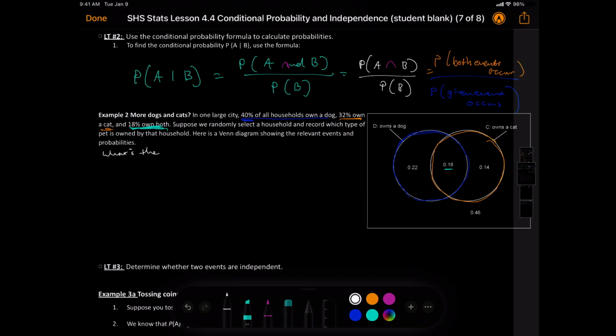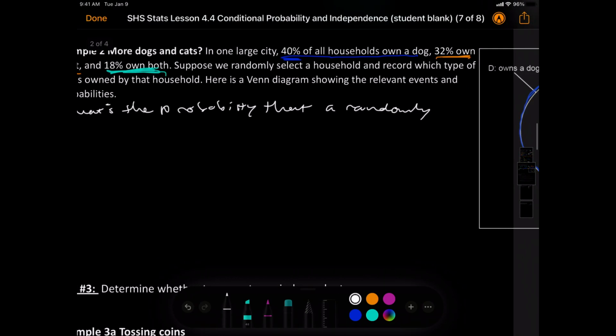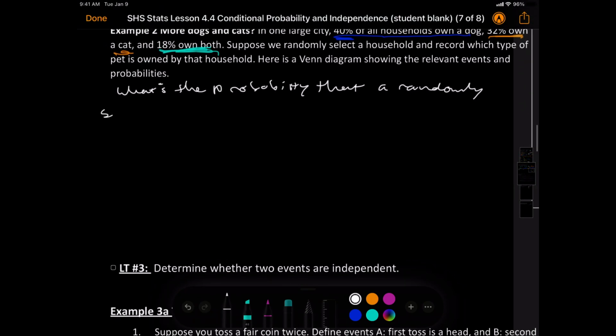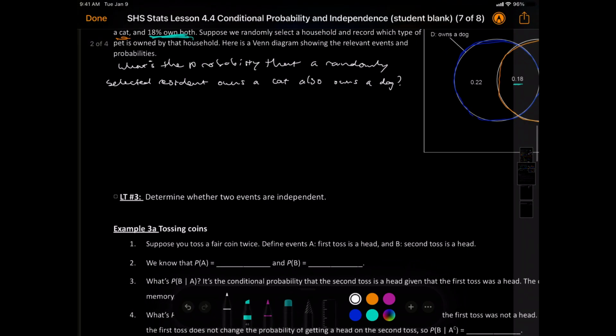What's the probability that a randomly selected resident owns a cat, also owns a dog? Okay.